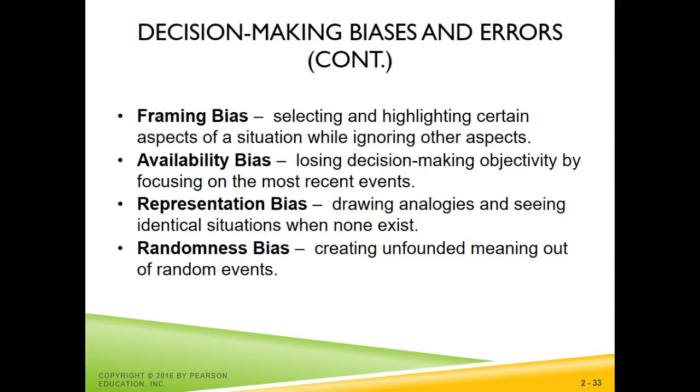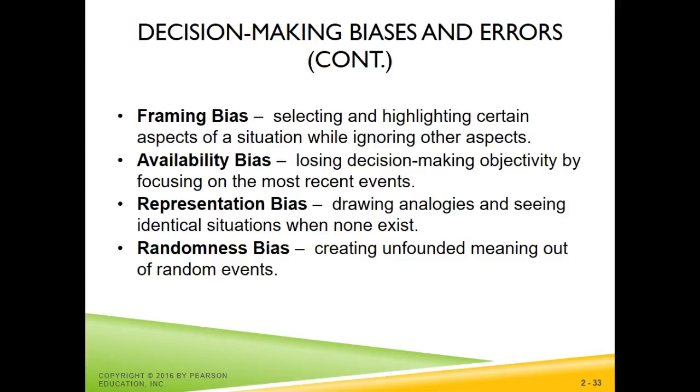Then remember, the availability bias happens when decision makers tend to remember events that are most recent and vivid in their memory. The result? It distorts their ability to recall events in an objective manner and results in distorted judgments and probability estimates. So, when decision makers assess the likelihood of an event based on how closely it resembles other events or sets of events, that's the representation bias. And managers exhibiting this bias draw analogies and see identical situations where they don't exist.